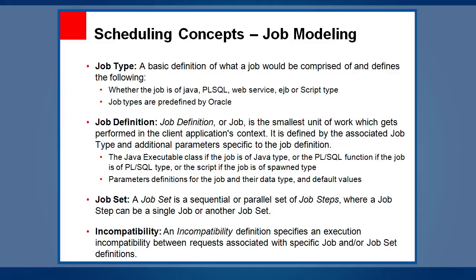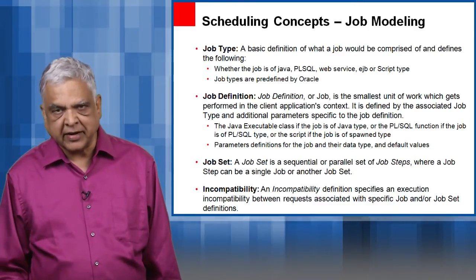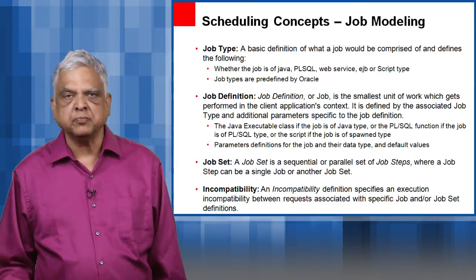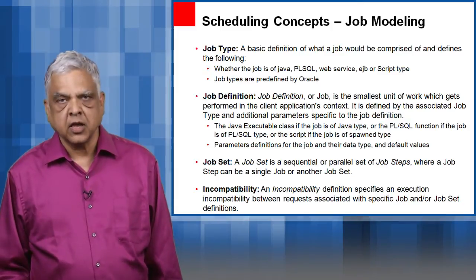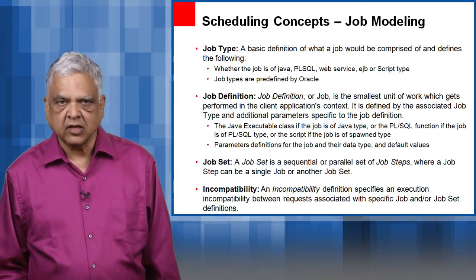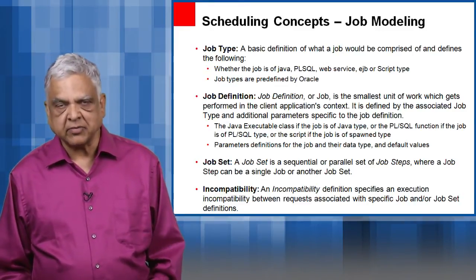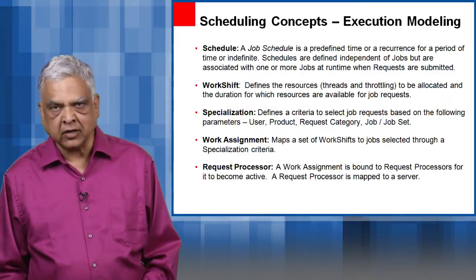For example, if it's a web service, it indicates the URL of the web service. And job set is for executing a set of jobs in sequence or in parallel. But if you want to execute jobs in sequence, the recommended way in the case of SOA is to use BPEL to orchestrate jobs, because BPEL is a more powerful language for orchestration than job sets. Incompatibilities is where you don't want two jobs to execute at the same time because they have internal dependencies.